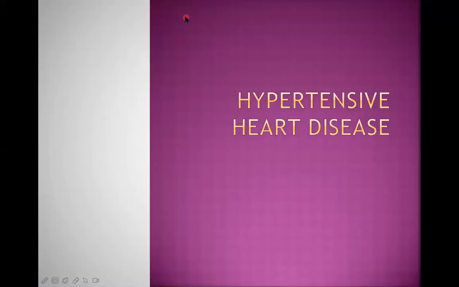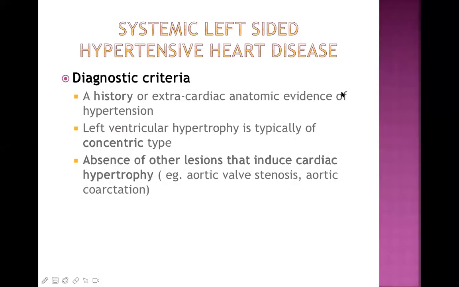Now, with all these important concepts, let's move on to hypertensive heart disease. What are the effects of this persistent hypertension on our heart? This is called hypertensive heart disease. It is also known as systemic left-sided hypertensive heart disease, because the systemic hypertension which we are talking about right now is damaging the left side of the heart. At the end of this topic, I have also included pulmonary arterial hypertension, and we'll talk about that separately.